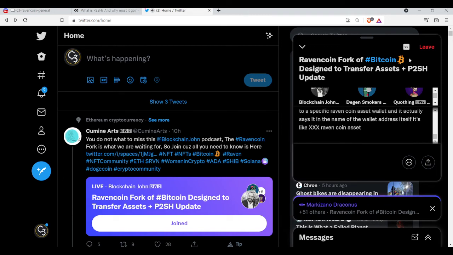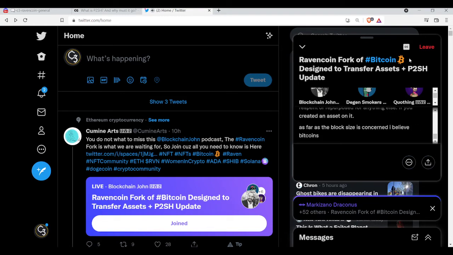As far as the block size is concerned, I believe Bitcoin's block size is 1 megabyte by default. They originally started off at 32 megabytes, but at some block number, 5,000 or something like that, they cut it down to 1 megabyte. And that's where that whole discussion came out about, should we scale on-chain, should we scale off-chain, and Bitcoin Cash and Bitcoin, as we know today, was born.